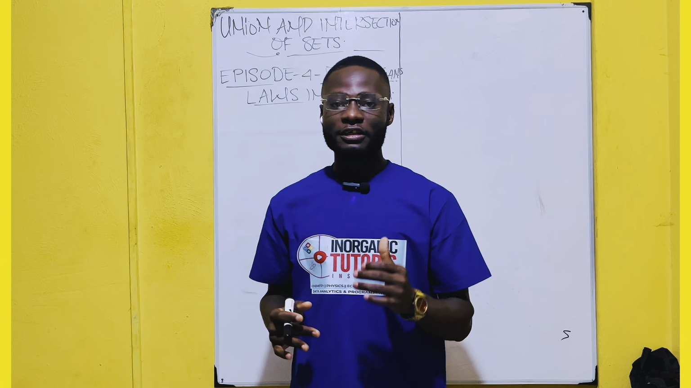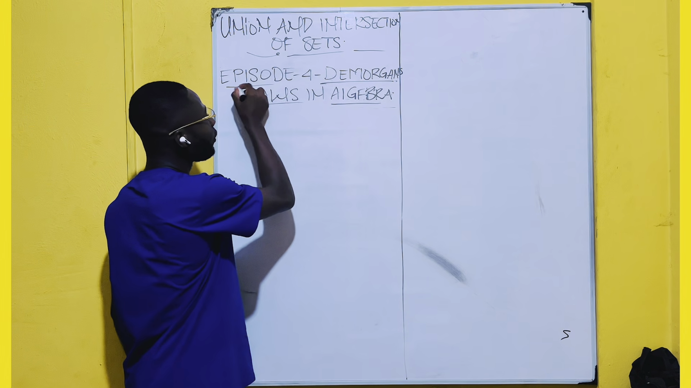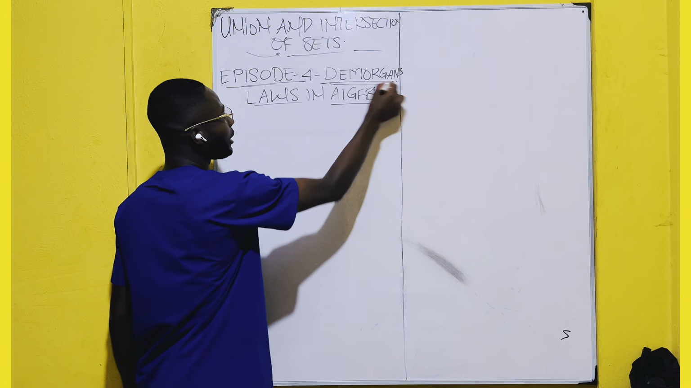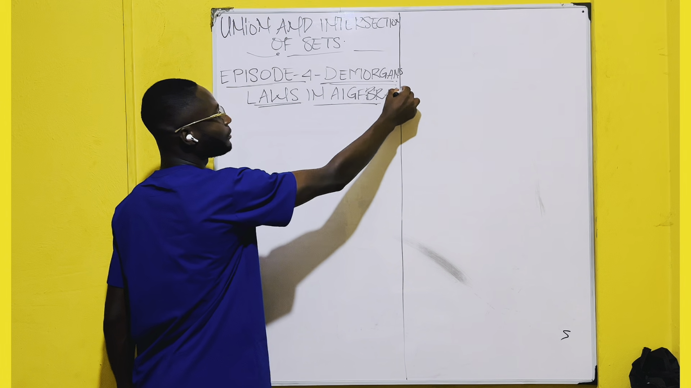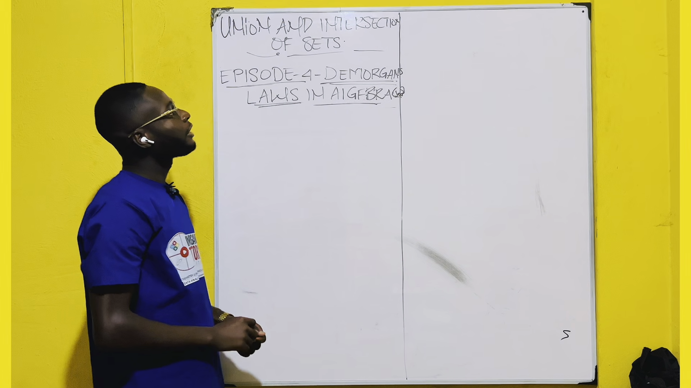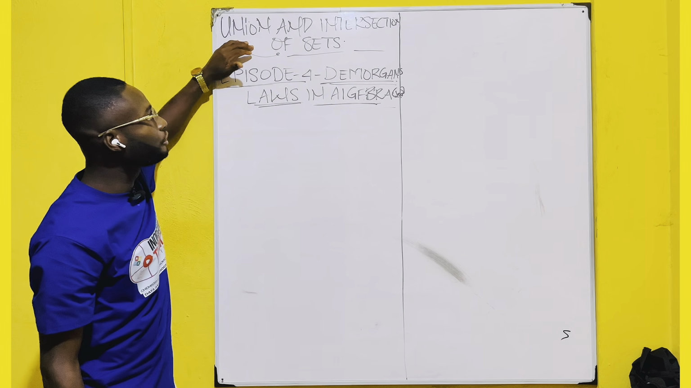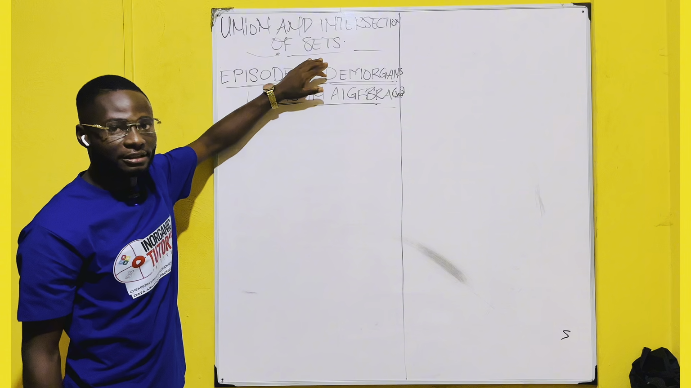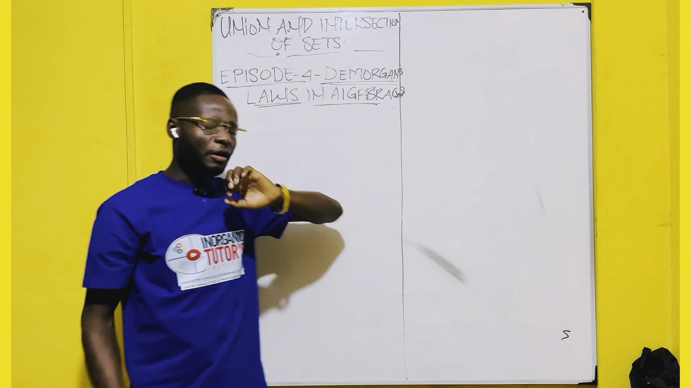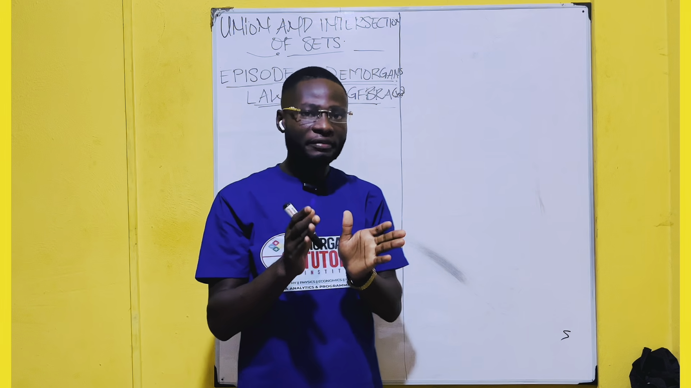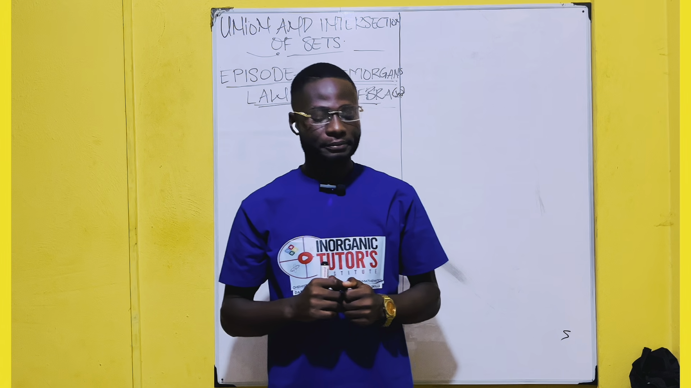In today's lecture, we are going to continue with episode 4, where we look at De Morgan's laws in algebra. It's still in sets. Remember that we are still under the big umbrella, union and intersection of sets. Before we begin, I want to give you a brief introduction.